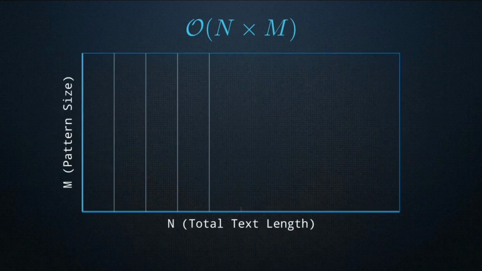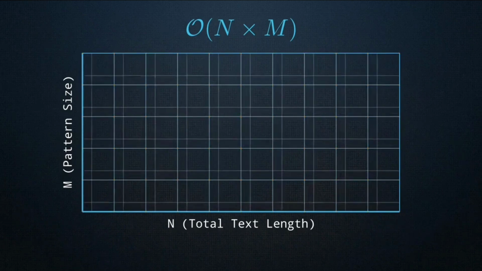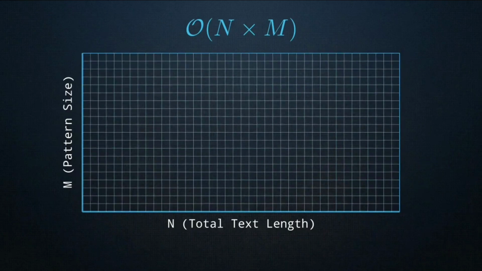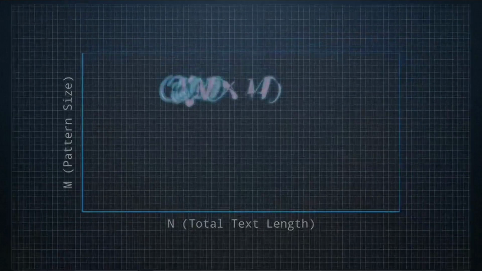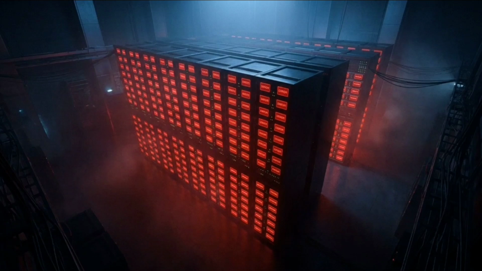You multiply the total text length, n, by the target pattern size, m. If that log is filled with near matches, this grid balloons, resulting in hundreds of millions of redundant checks. Algorithmic traps, rather than hardware read speeds, create the most severe bottlenecks in massive data processing.